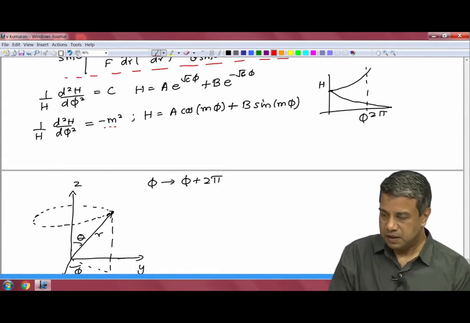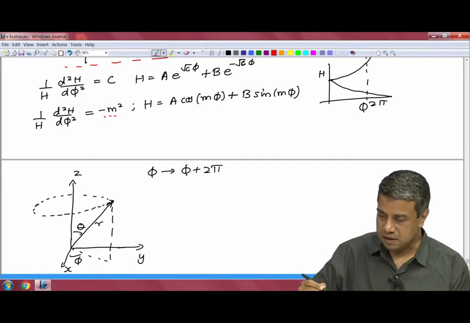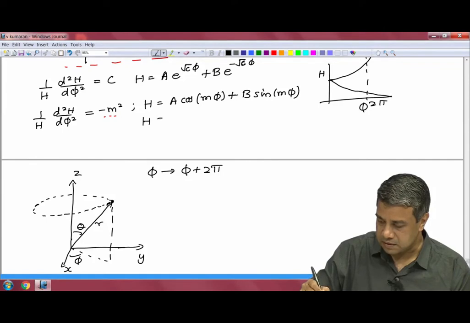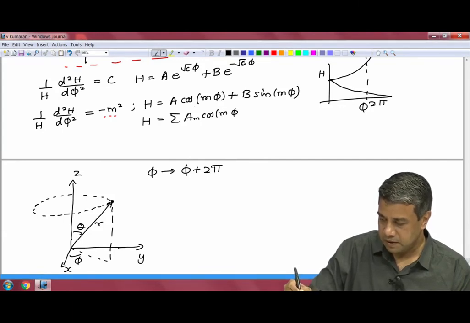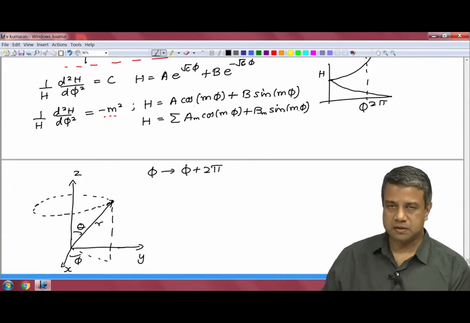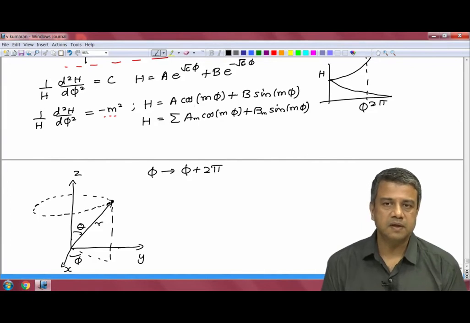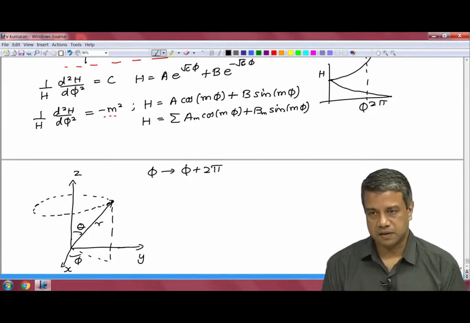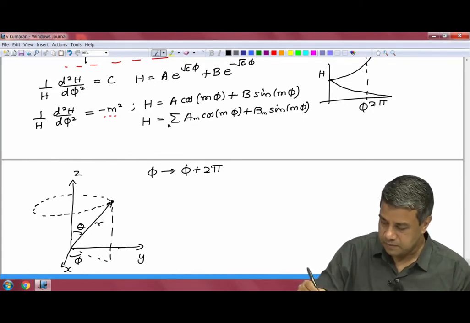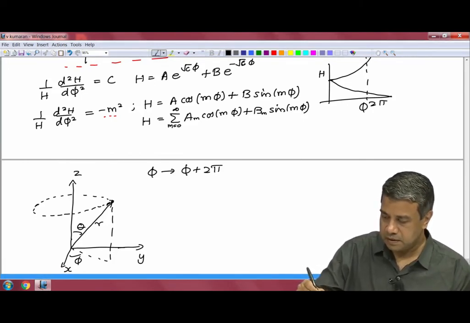Okay. And the solutions of this are in general H is equal to sigma a m cos of m phi. General solutions of this form will satisfy the periodicity condition in the phi direction. In this case m is equal to 0 to infinity.